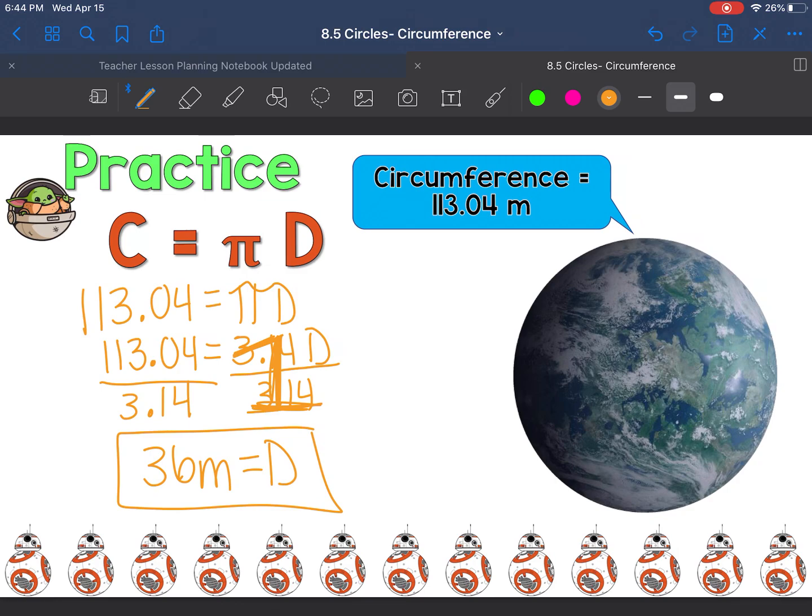So now what I want you to do is hop back over to Teams and complete today's assignment. It's a drag and drop, so all your answers are down at the bottom. Some problems are going to give you the radius, some are going to give you the diameter, and some are going to give you the circumference. So you'll just take the answers that are down at the bottom and drag them to the appropriate box.